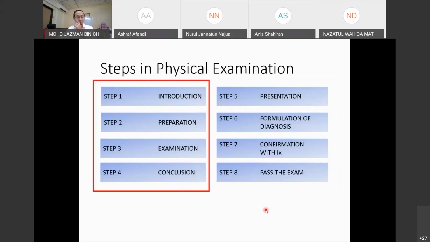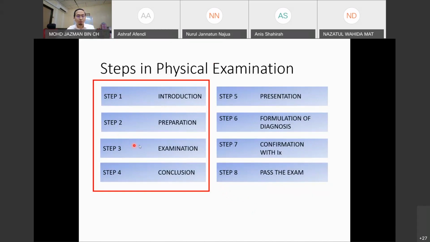So next is the crux of today's lecture, which is the physical examination. So these are the steps that we use in physical examination. This has been taught by Prof. Emeritus Mustafa Embong. He was our old HOD and the Dean of PPSP before. So the steps are stated here.